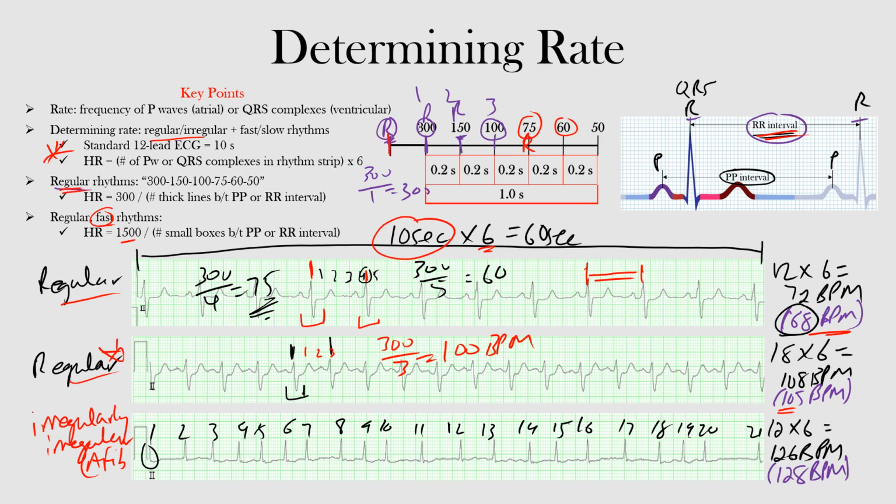And this last one was with the regular and fast rhythms, where you take 1500 divided by the number of small boxes between those intervals, the P to P or R to R, and that'll give you a good estimate of the rate. Remember, these same things that we were discussing for these R to R intervals can be applied for the P to P intervals. So from this P wave to this P wave, you can count that and get the atrial rate. Well, that's the end of this lecture. We discussed how to determine the rate of different types of rhythms. I hope you learned something.